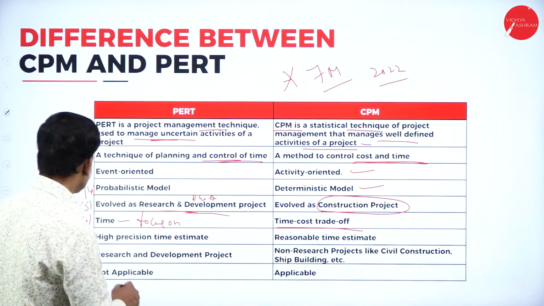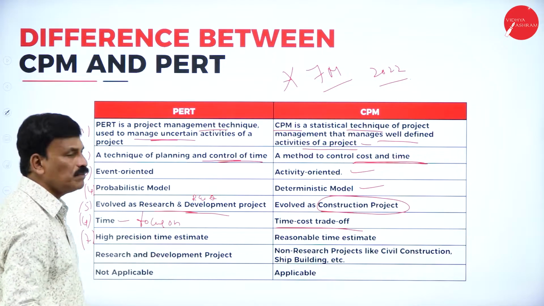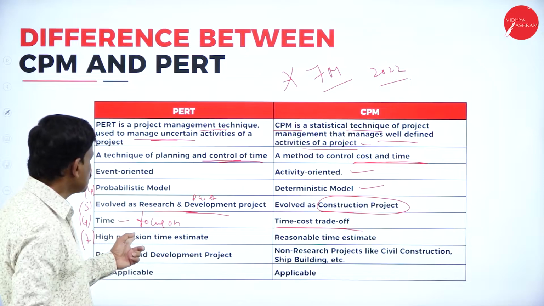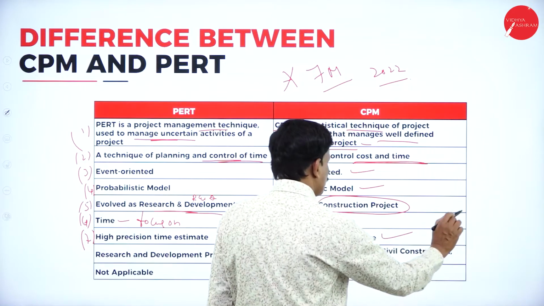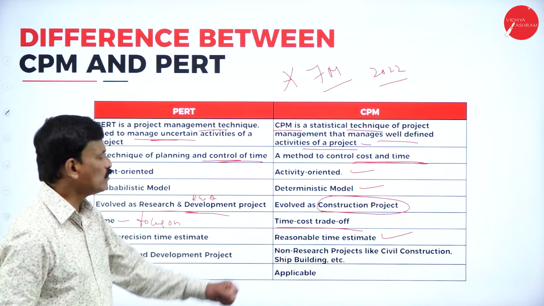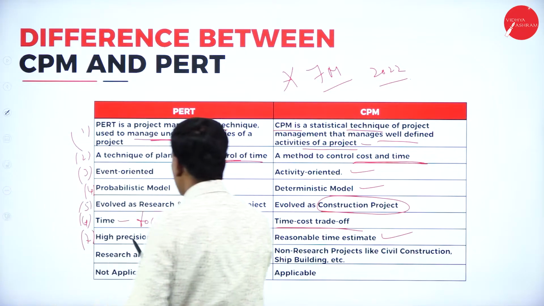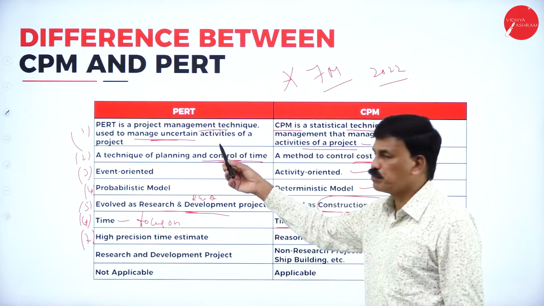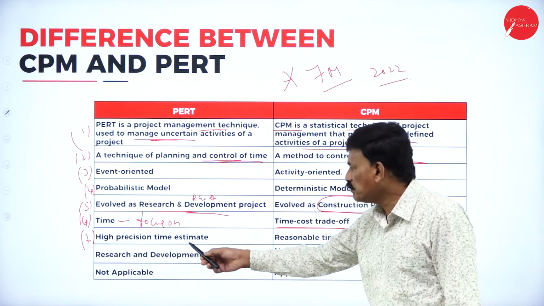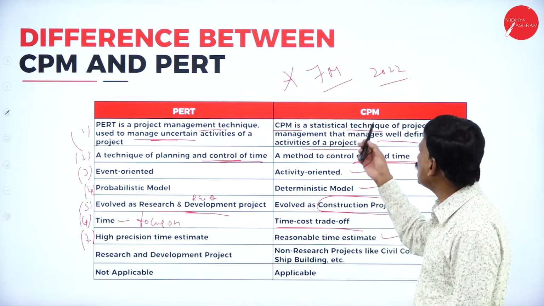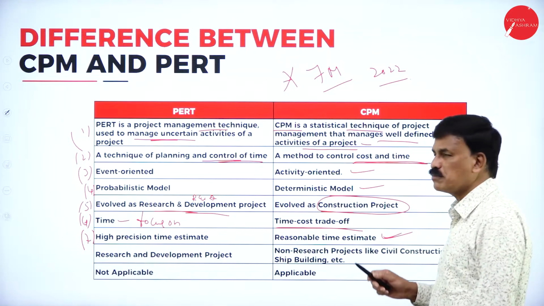Then the next difference is the time estimate. High precision time is estimated for PERT, whereas the time estimates for CPM are reasonable. This is very important. PERT, a project management review technique, involves high precision time estimation, whereas the critical path method, CPM, has a reasonable time estimate.